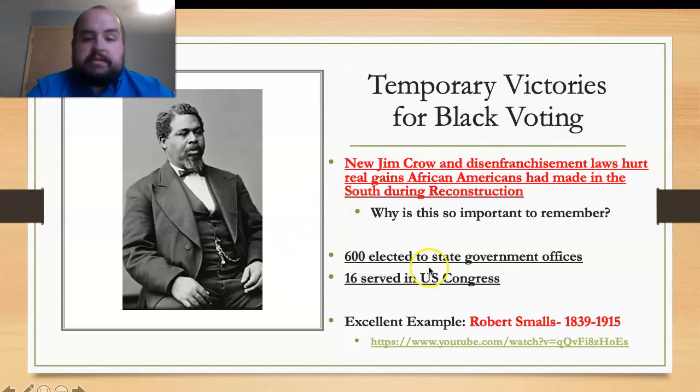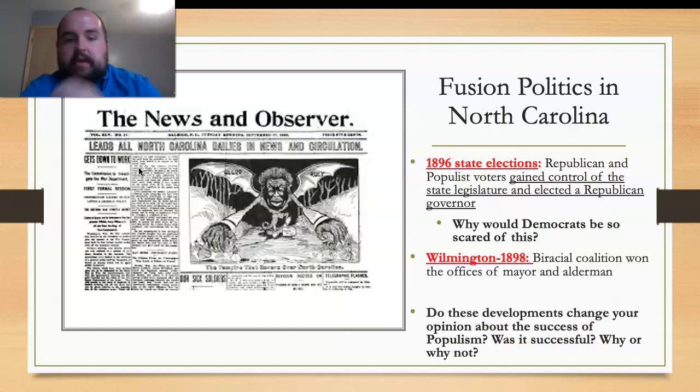As evidence, approximately 600 African Americans were elected to state government offices before the 1890s, and 16 actually served in Congress. An excellent example of this is someone named Robert Smalls, who you can see in this picture right here, who actually did end up serving in the U.S. Congress and lived from 1839 to 1915. If you'll take just a moment, I'd like to go ahead and play his video right now, if it'll work. Many African Americans were able to be successful after the Civil War, so it's not like they weren't capable of doing so, obviously. Anyway, moving on.